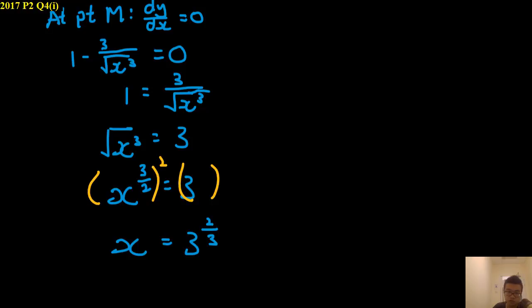Again, simplify. Now here's the part that gets a bit tricky if you're not used to it. So you get x to the power of 3 over 2 is equal to 3. And the next step is this. As to how we get this, the first step is we square both sides. So after squaring, it cancels out. Then next, cube root both ends. So after cube rooting this, it cancels out. So what I'm left with is just 3 to the power of 2 over 3.